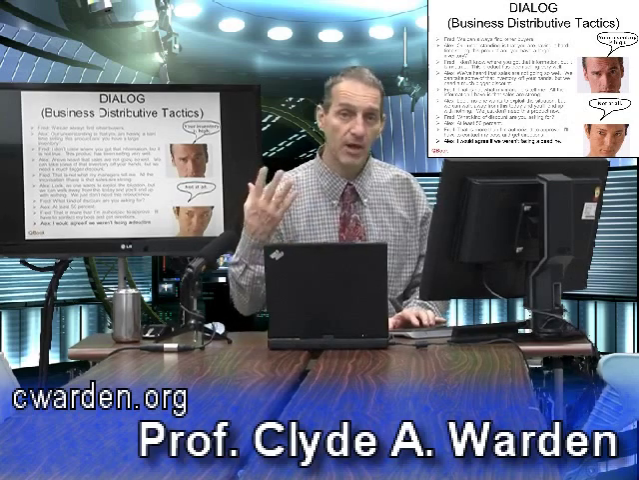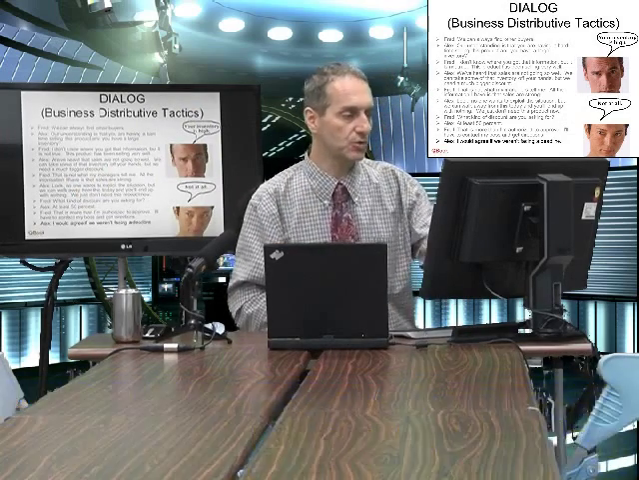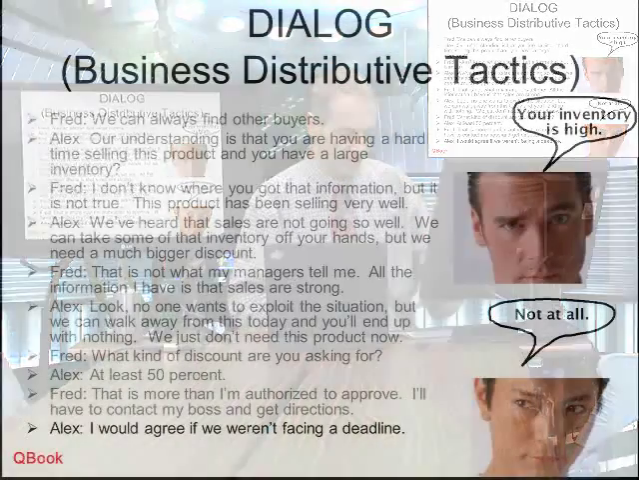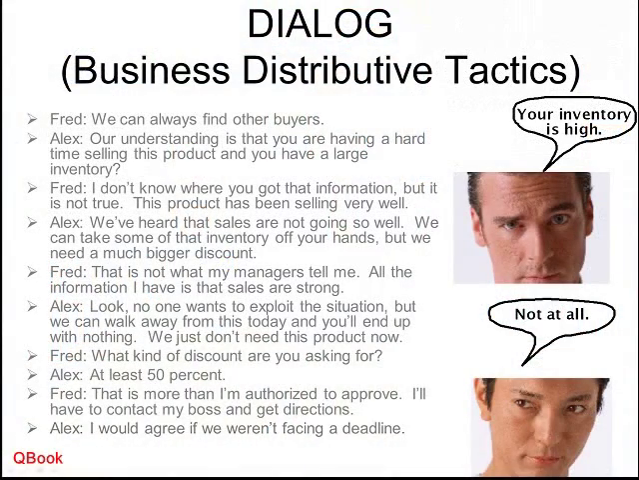On the other hand, we could say, well, I did not hear that. I don't think that's true. Our product's selling very well, right? Or you want to get a discount. I cannot say yes. I cannot say no. I must talk to my boss. I must talk to my manager. These are all what we call tactics. How do you execute your negotiation, especially in the distributive situation?